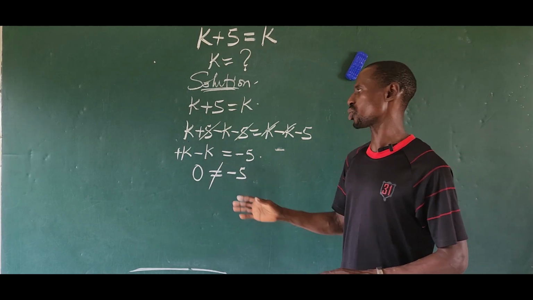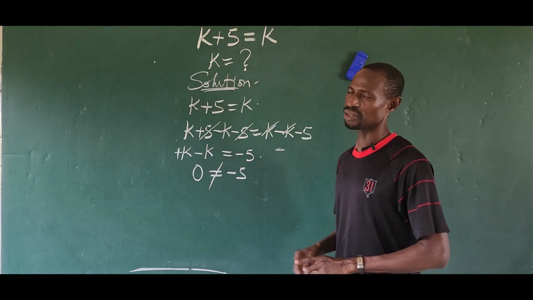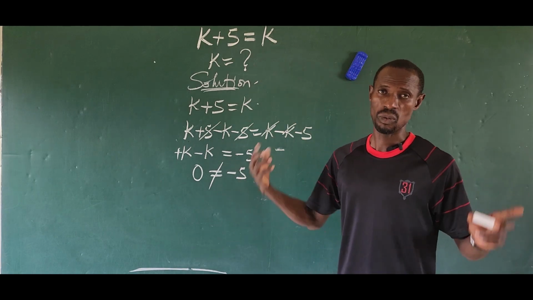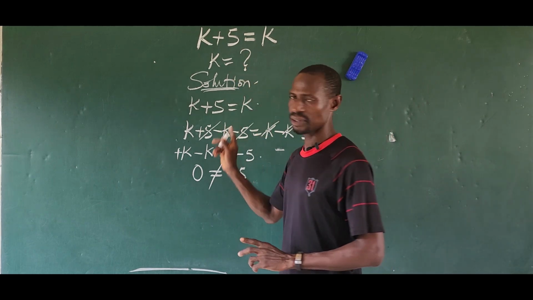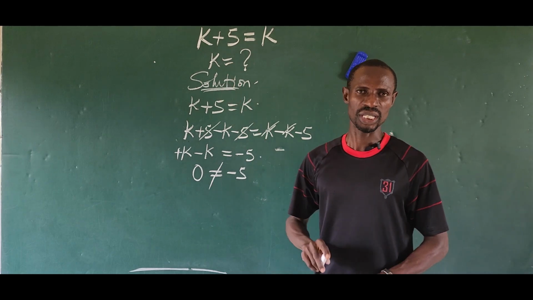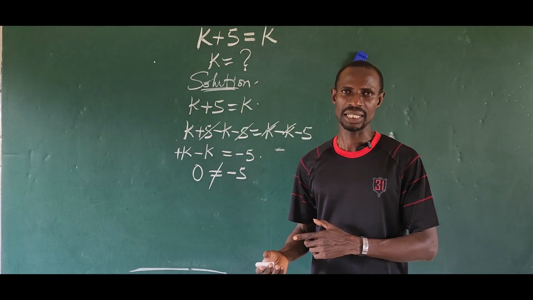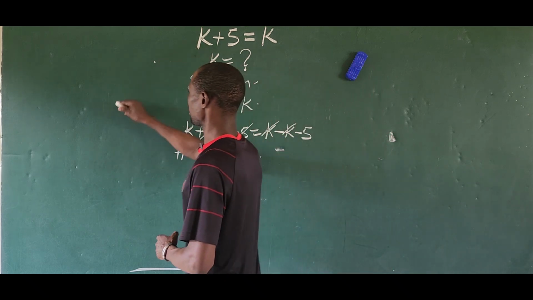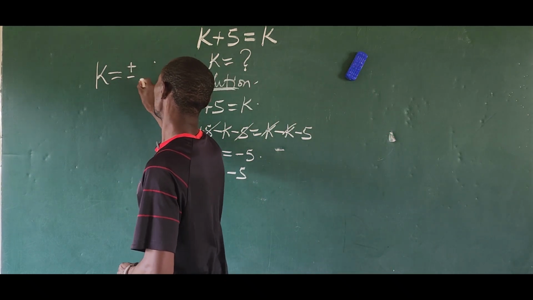If you even go ahead to square both sides of the equation, the answer you're going to get, if you plug it into the system, it will still not work out. But if you use the graphical method to solve this question, you're going to come up with something special. K is going to give you plus or minus infinity. Okay, so if you use the graphical method, you're going to have k equal to plus or minus infinity.